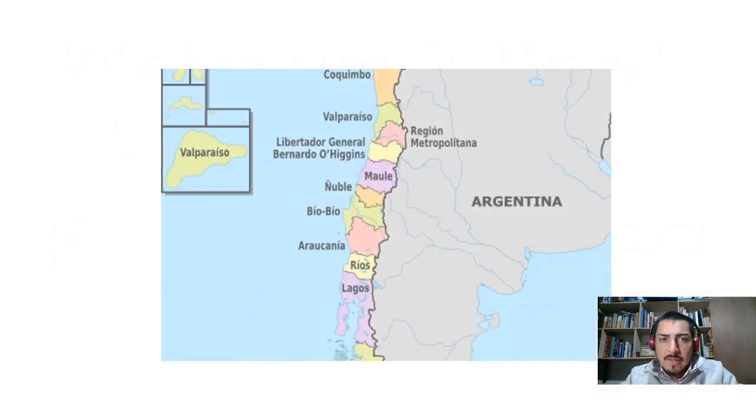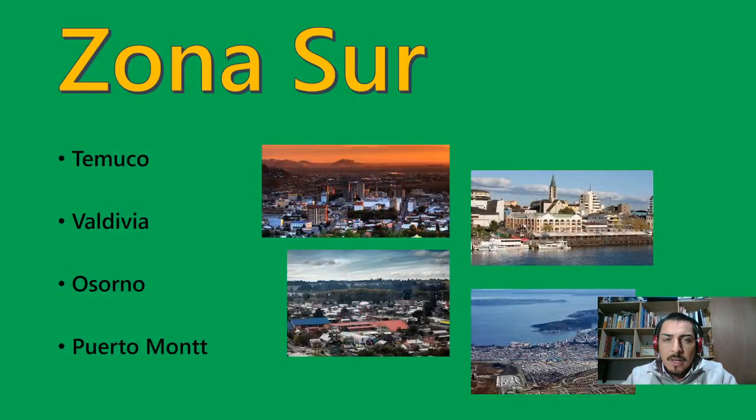And where is Zona Central and those cities? Right there in that part of Chile, between Valparaíso region and Biobío region. And talking about Biobío, that's where Zona Sur starts. And there we have cities such as Temuco, Valdivia, Osorno, and Puerto Montt.